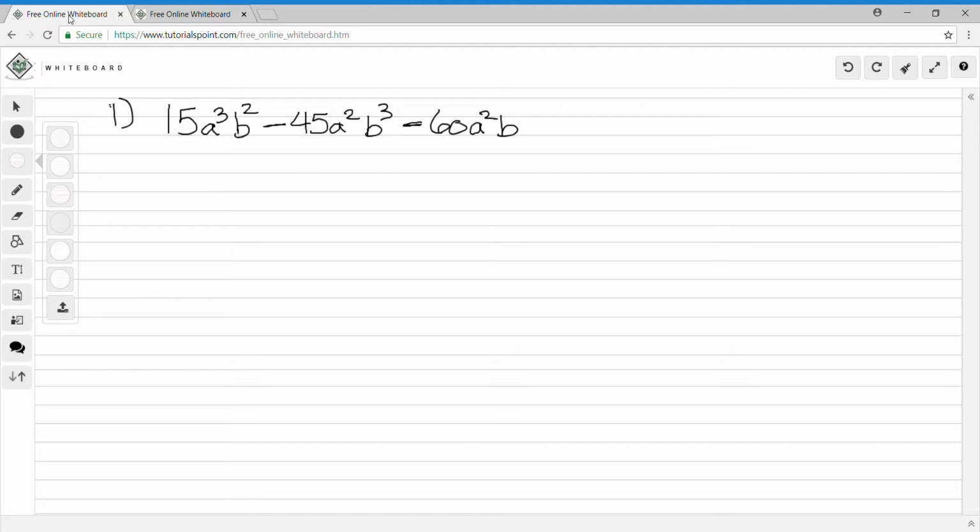minus 60a squared b. What I'm going to do first is factor out a GCF. So I'm looking at it and I can factor out a 15 because all the terms can factor out a 15, and 15 is the biggest.